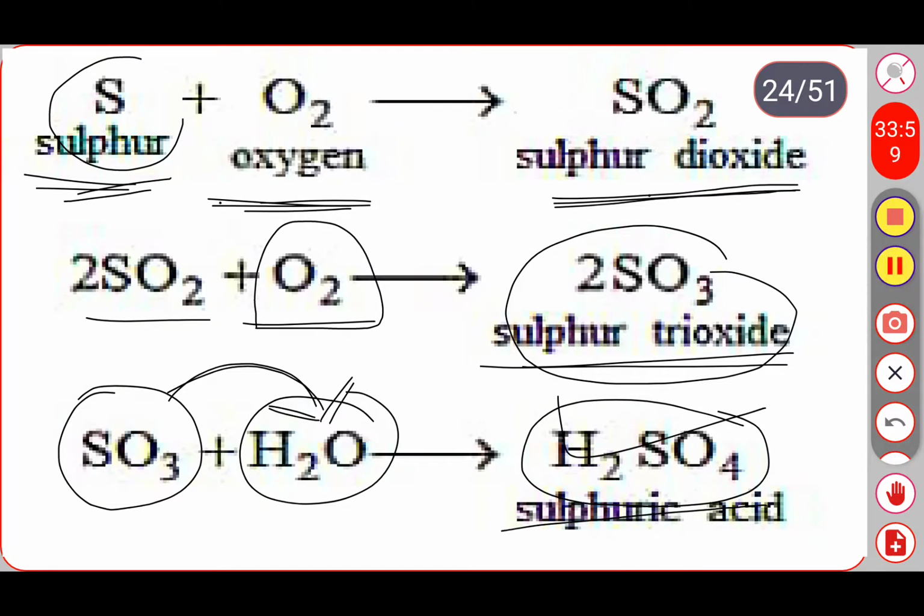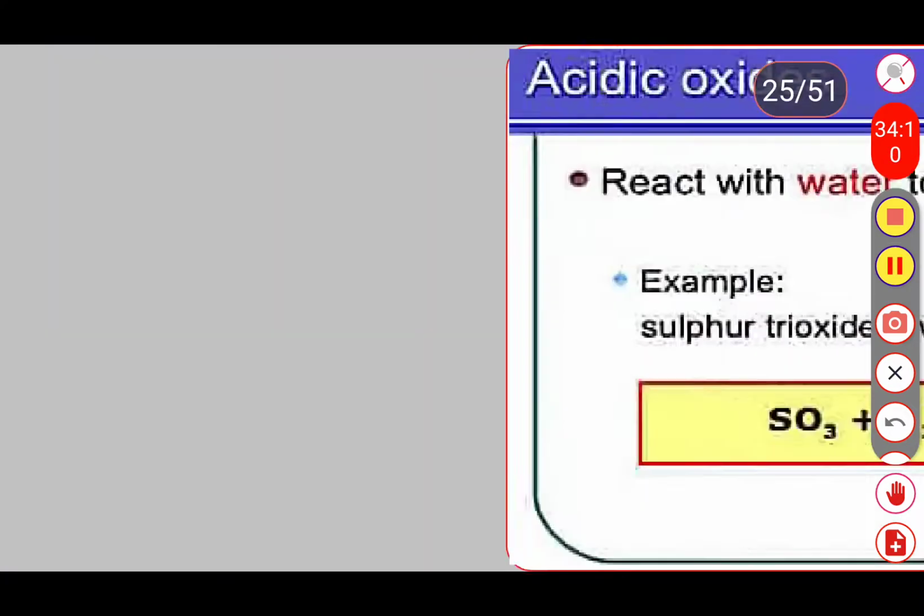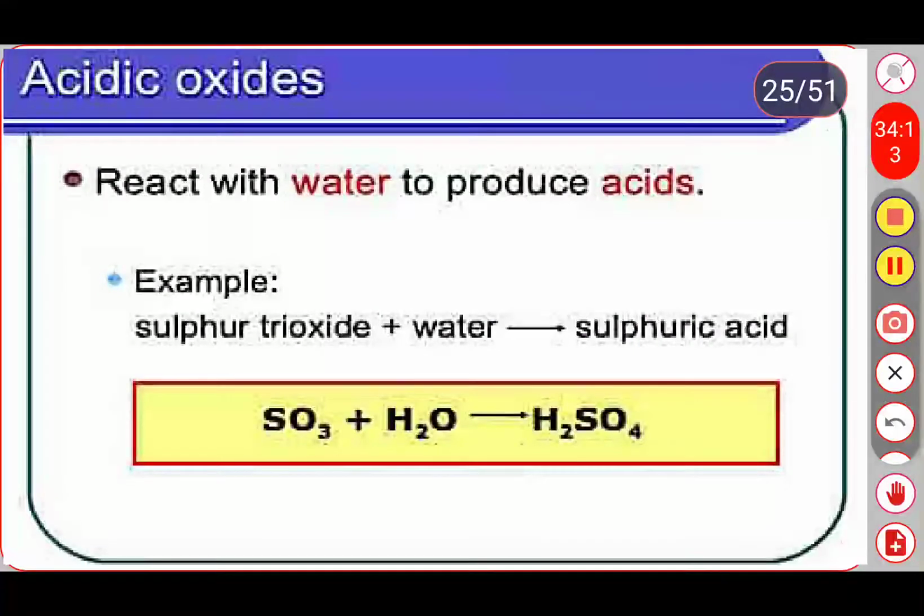In this method, we combine elements directly and form acidic substances. In the second method, we have one more method: dissolving acidic oxides in water. When we dissolve some acidic oxides in water, they give acids. These oxides are called acidic oxides. For example, we already discussed in the previous slide, sulfur trioxide. Sulfur trioxide is dissolved in water. It gives H2SO4, that means sulfuric acid.